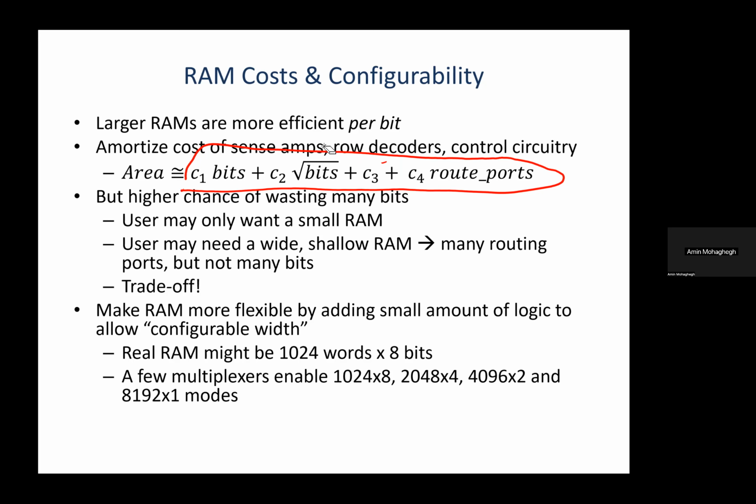And then this last term is proportional to how many things we're connecting to the programmable routing. Because programmable routing is expensive, just like the logic blocks, we have to look at how many inputs and outputs we have, and it's going to take some area to do that. So that's unique to FPGA block RAMs. Okay, so that's our cost function.